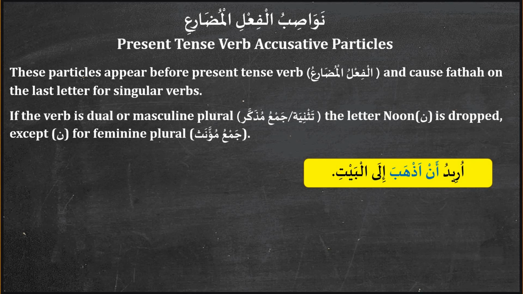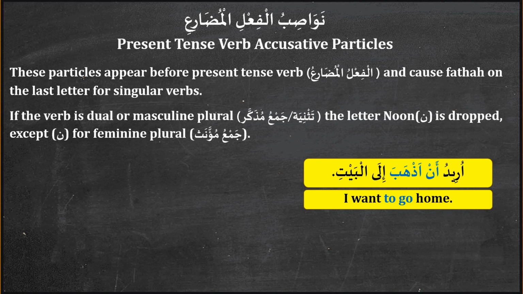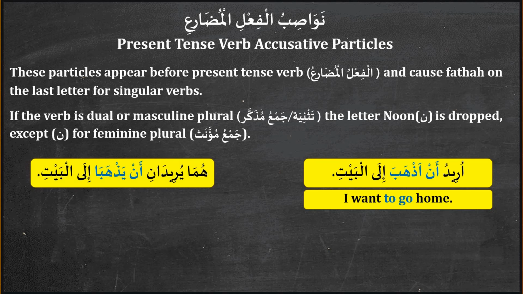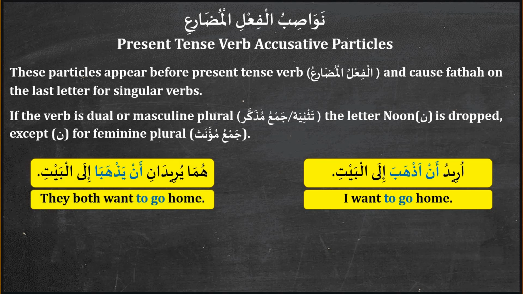Examples: أريد أن أذهب إلى البيت. I want to go home. أذهب with dhamma becomes أذهب with fatha when an comes before it. Example for dual: هما يريدان أن يذهبا إلى البيت. They both want to go home. يذهبان becomes يذهبا, noon drops.